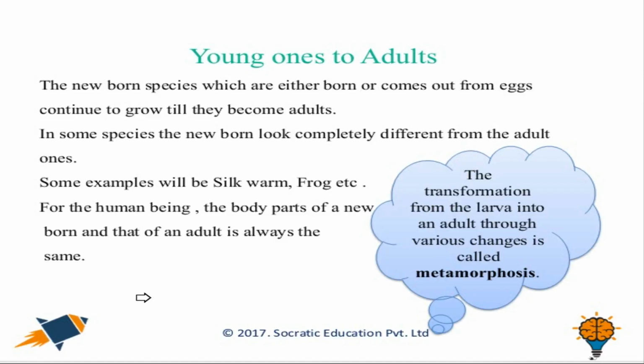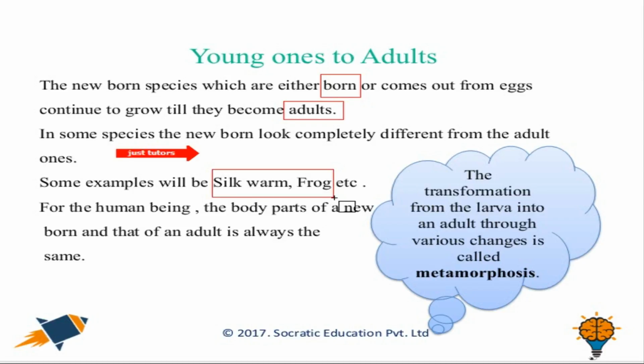The newborn species, which are either born or come out from eggs, continue to grow till they become adult. So that's the process: when newborns are born, they are very little in size, and as they grow, they become an adult. In some species, the newborn looks completely different from the adult. Other than human beings, there are many species where the newborn looks completely different from the adult. For example, we have silkworm and frog.